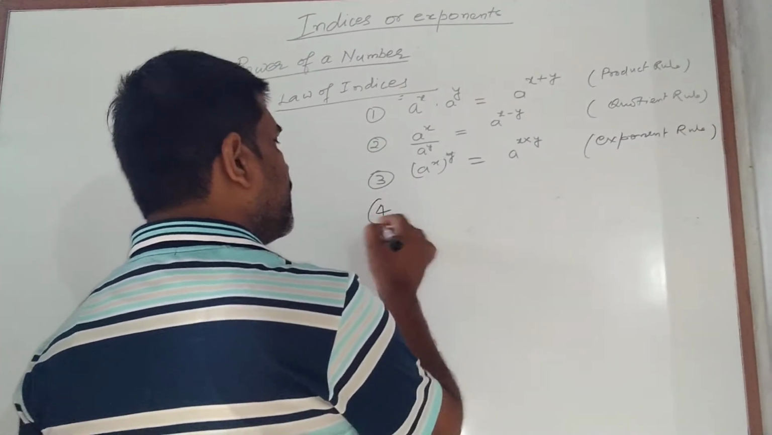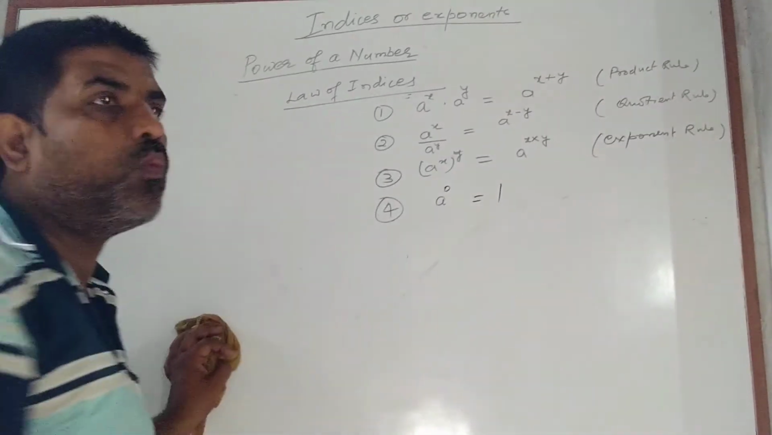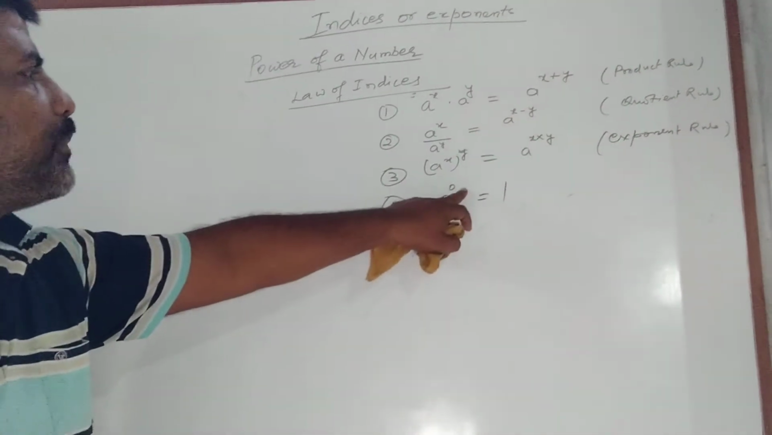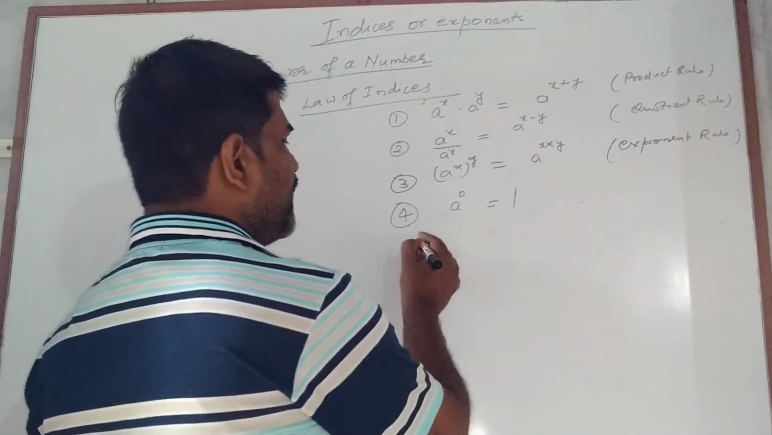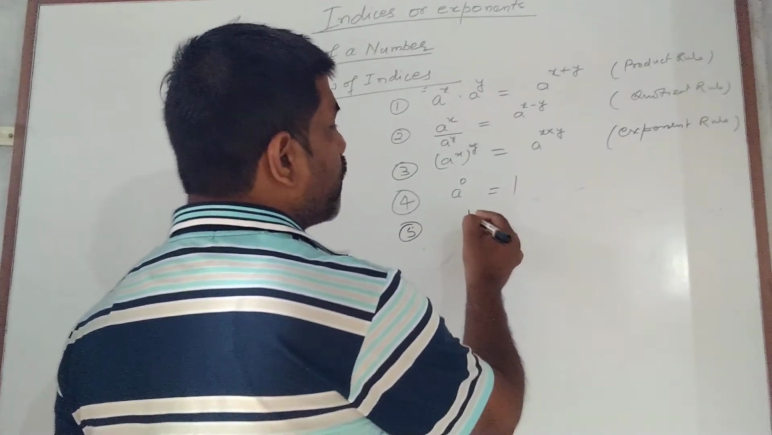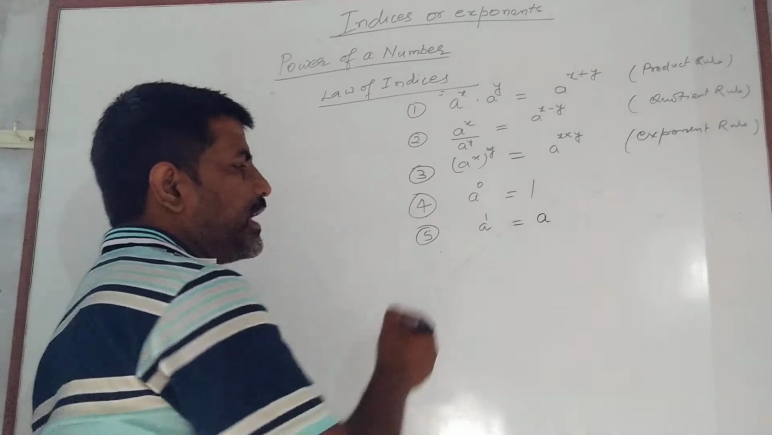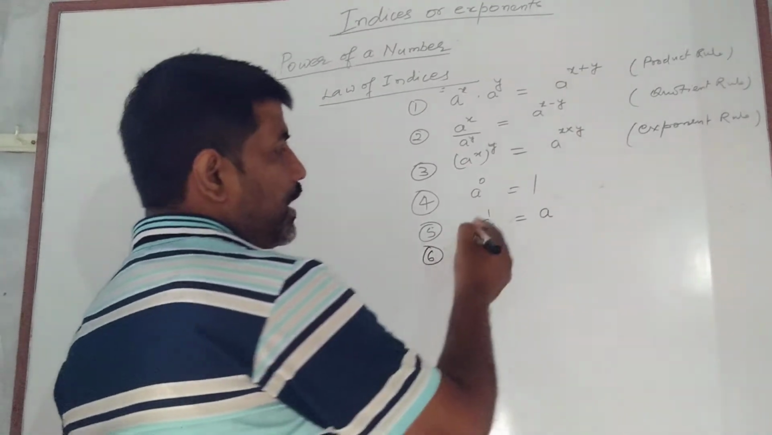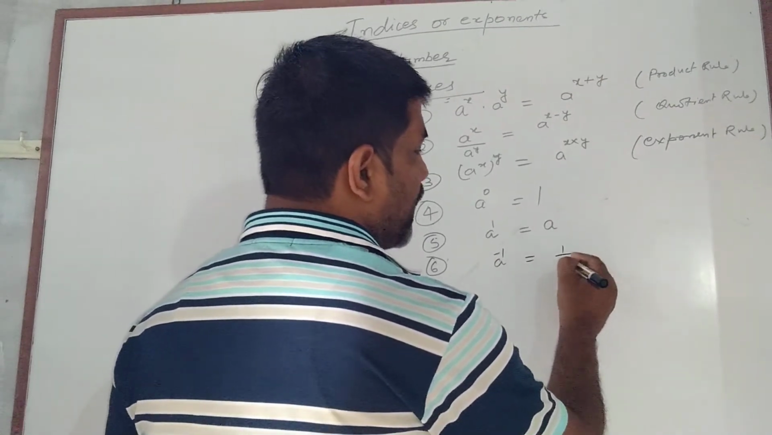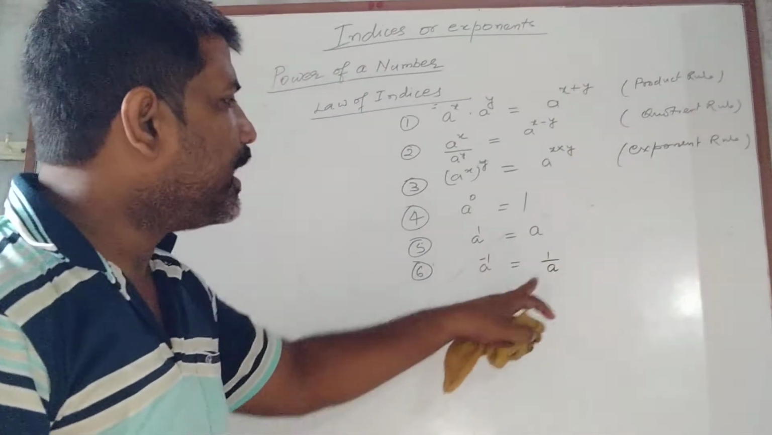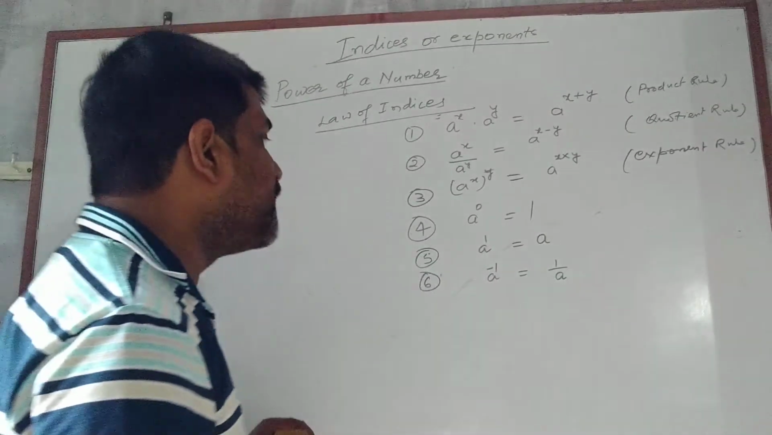The fourth one is, if we write a to the power 0, its value is always 1. If the power is 0, the value will be 1. If we write a to the power 1, the value remains a itself, whatever the base is. If we write a to the power minus 1, it becomes 1 upon a. If the power is negative, then this whole term goes in the denominator and it becomes the reciprocal.